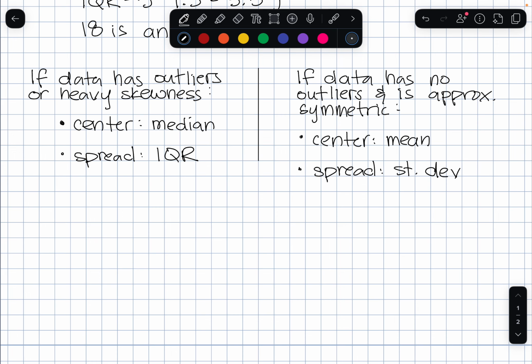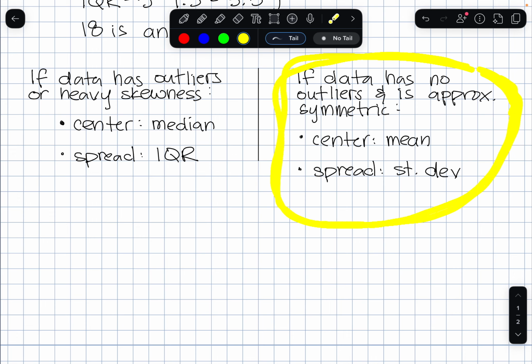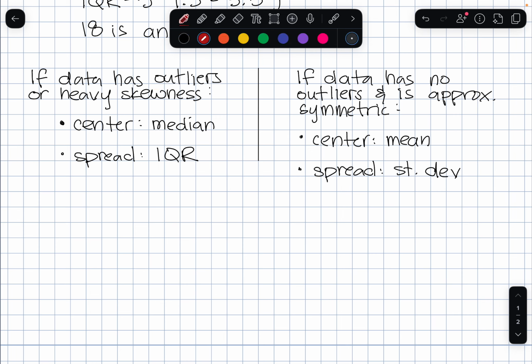Most of the distributions that we're looking at in the second half of this course when we're doing inference, we're going to fall in this second group. We're going to be looking at data that's approximately symmetric, doesn't have any noticeable outliers. So most of this course, we're going to be using mean and standard deviation. If we encounter a data set that has noticeable outliers or heavy skewness, we should be over here. And that's because these data values are resistant to outliers.